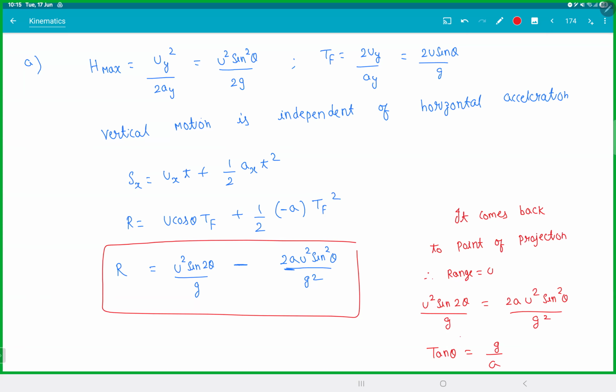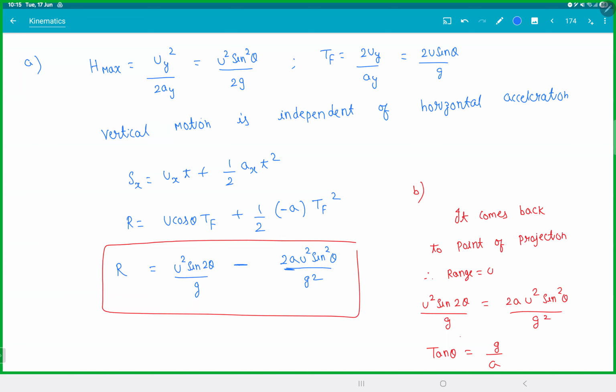But if I just ask you only the B question, this is too long to do. There's a much better way. But have a look at this. a is g cot theta, or tan theta is g by a, same thing. Got it. All got till here?